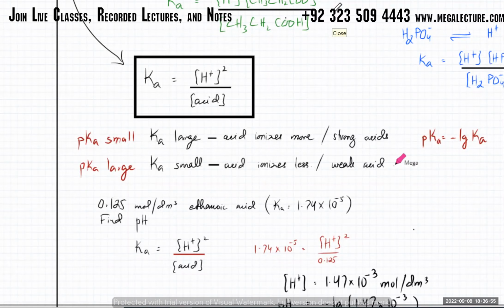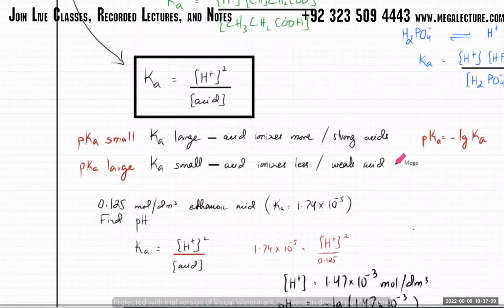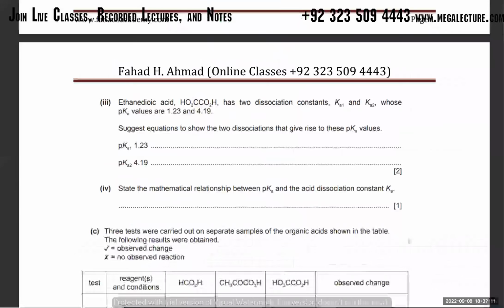So just remember, instead of dealing with K values, we actually like to deal with pK values, and instead of dealing with H+1 concentration, we want to deal with pH values. Okay? We want the negative log values because they're nice whole numbers. That's the only reason why we want them.